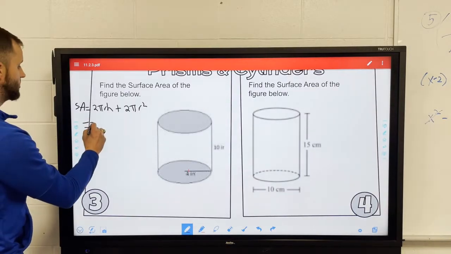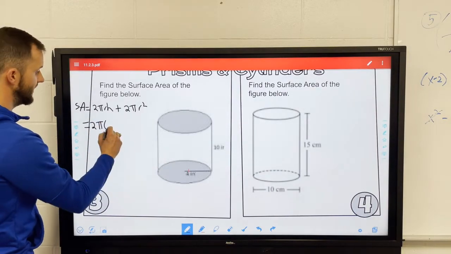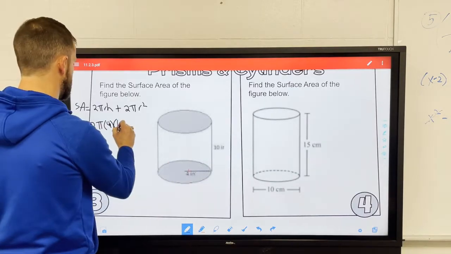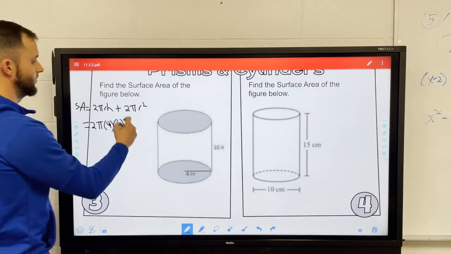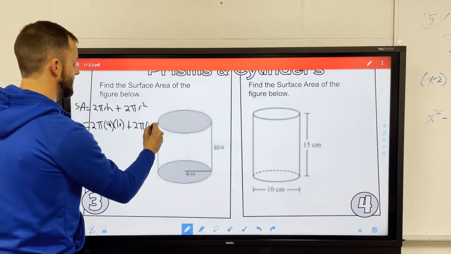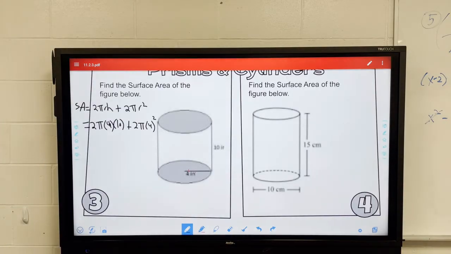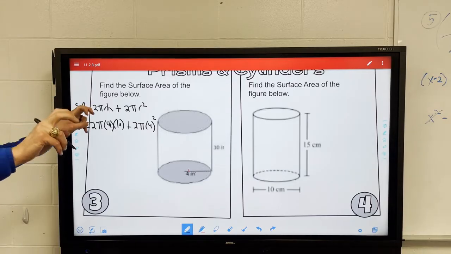So right now I'm doing 2 times pi. My radius is going to be 4. And I'm multiplying that times the height, which is 10. And then I'm doing 2 times pi. My radius is 4 again, and I'm squaring that. Okay? So I'm going to go ahead and show you guys how to do all this in terms of pi. So I'm going to multiply everything and do all the operations with pi as a variable here.